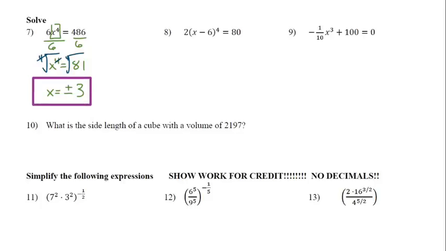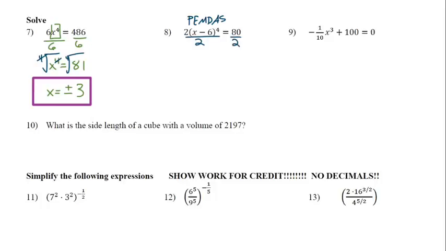Number 8, same idea. If you feel bold enough to try the rest, go for it. Pause it and get going. Otherwise, we're going to start here. Number 8, your biggest inclination is to distribute that in. Do not do that. All right? Remember, PEMDAS. You have to take care of the exponent before you can multiply. So the other way of getting rid of the 2 is, it's multiplying, so just divide.